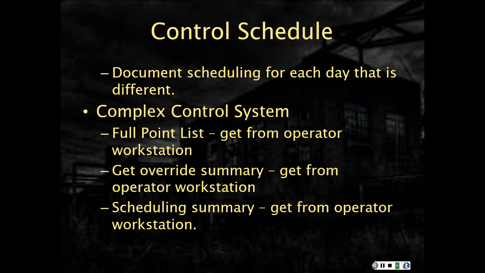Document the scheduling for each day of the week that's different, if it's available. On a complex control system, we need a full point list we can get from the operator workstation. We need to get the override summary, as I discussed during the lectures for this week. You get a scheduling summary from the operator workstation as well. Now, there's other things that we can derive sitting in front of the operator workstation.